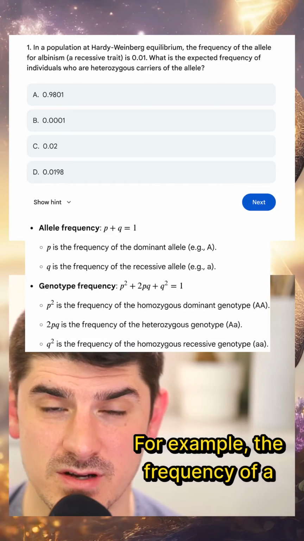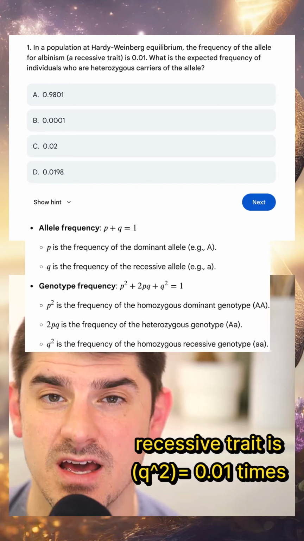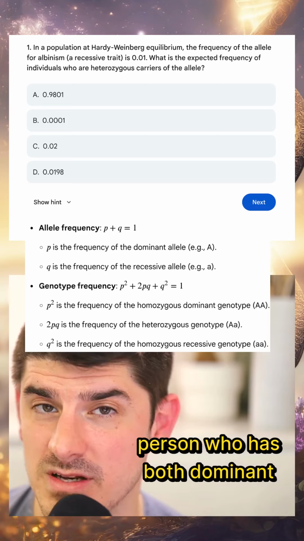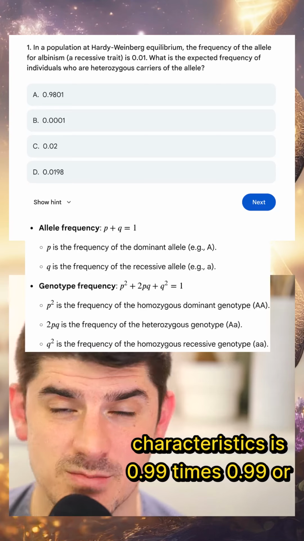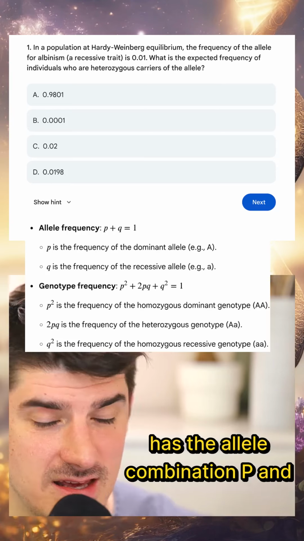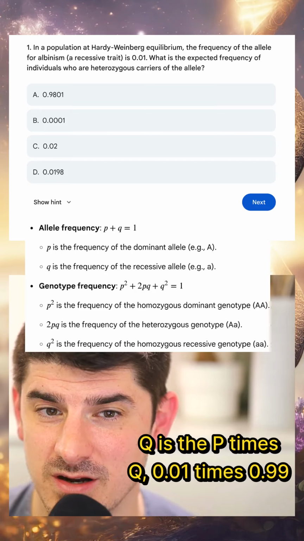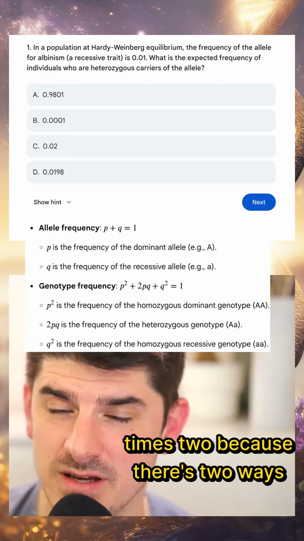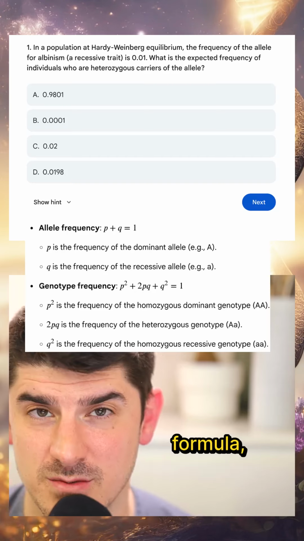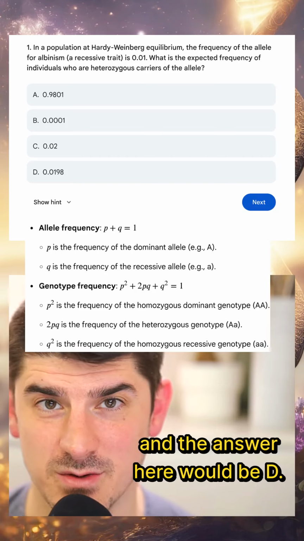For example, the frequency of a person who has both copies of the recessive trait is 0.01 times 0.01, while the frequency of the person who has both dominant characteristics is 0.99 times 0.99, or q squared. The frequency of the individual who has the allele combination p and q is p times q, 0.01 times 0.99, times 2, because there's two ways to do that. You can have a p and a q, or a q and a p. So in the Hardy-Weinberg formula, you get 2pq as the frequency of the heterozygous individual. And the answer here would be D.